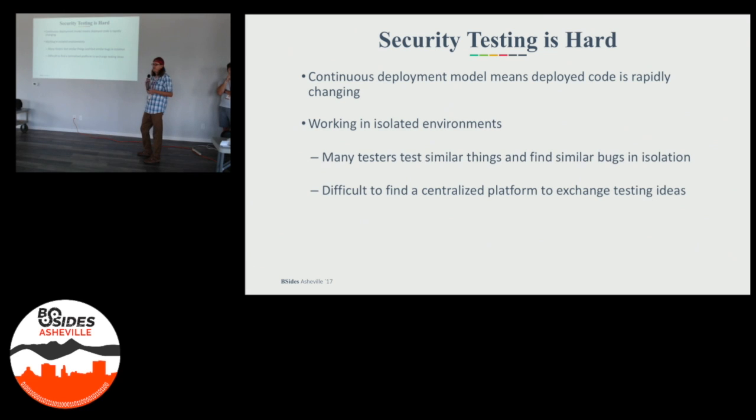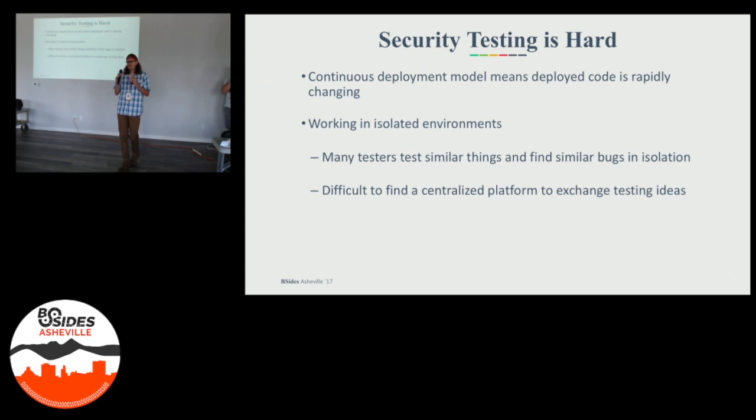The continuous deployment model means deploying code is rapidly changing all the time, right? So you can't do that pinpointed checkpoint anymore. And you have testers or developers working in isolated environments, right? We have many different data centers across the world with many different staging and development environments, and how do you handle all of those? You have many different testers who find similar bugs in isolation with different tools, but they don't know that this tool is better to run than that other tool, right? So it gets complex really quickly, and it's difficult to find a centralized platform to exchange all the testing ideas out there, right?